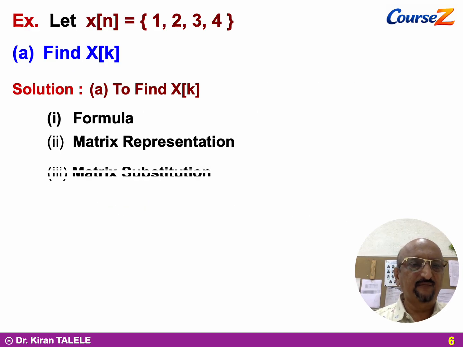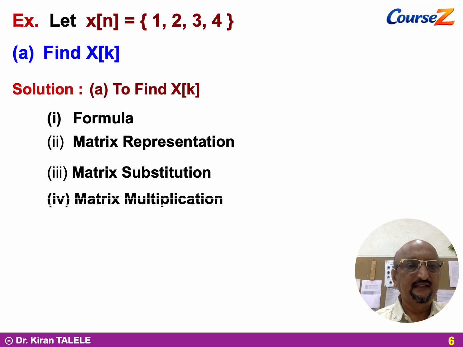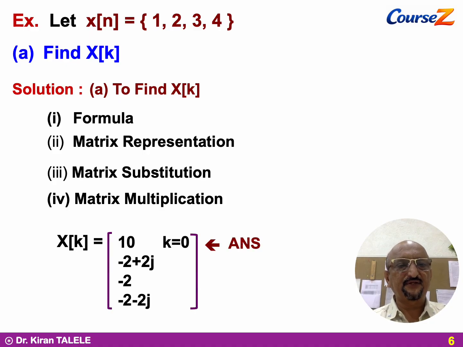So let's take one example of x of n equal to 1, 2, 3, 4. To find this X of k, first we'll write the DFT formula, then the matrix representation of the DFT equation, matrix substitution, then matrix multiplication, and we'll get this answer X of k.